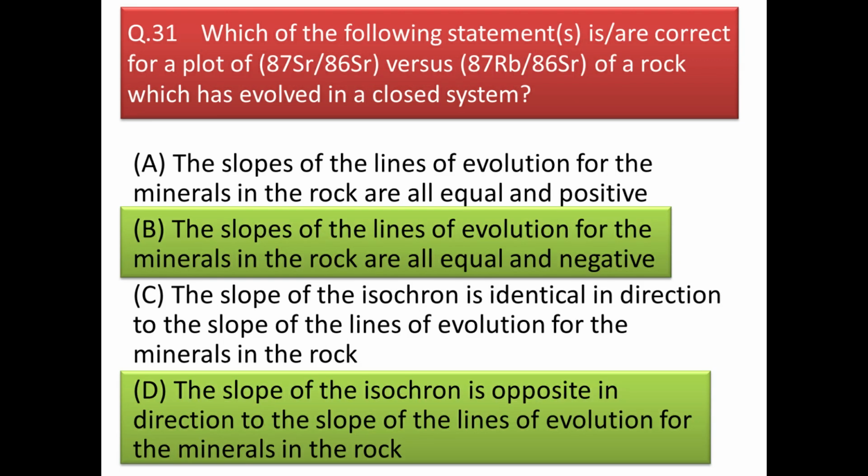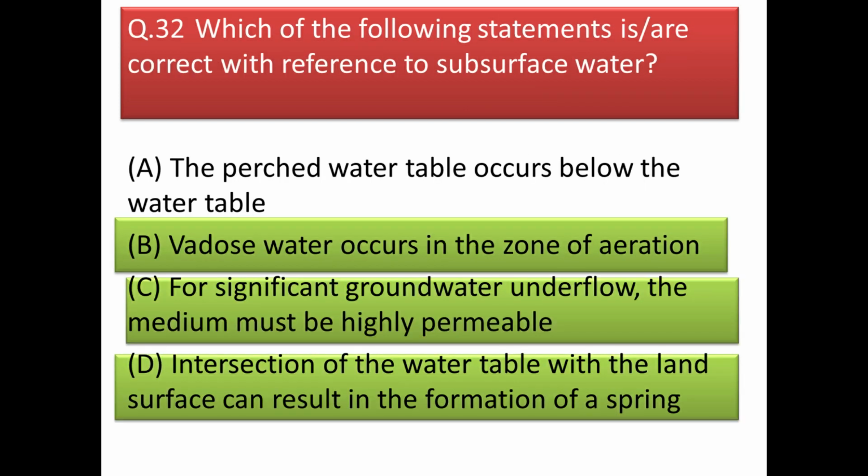Okay. Next question. Which of the following statements is correct for a plot of 87Sr/86Sr versus 87Rb/86Sr for a rock which has evolved in a closed system? And the answer should be, the slopes of the lines of evolution for the minerals in the rock are all equal and negative. And option D, that is, the slope of the isochron is opposite in direction to the slope of the lines of evolution for the minerals in the rock. Next question.